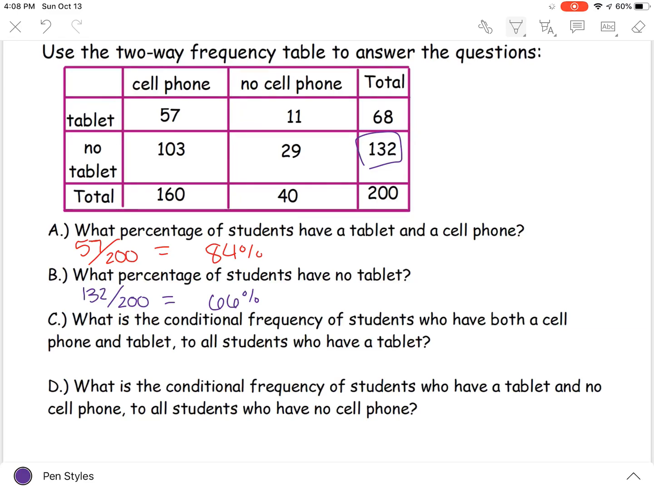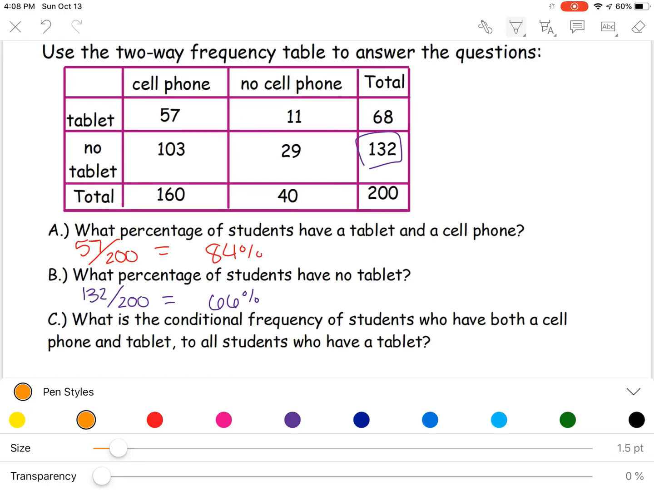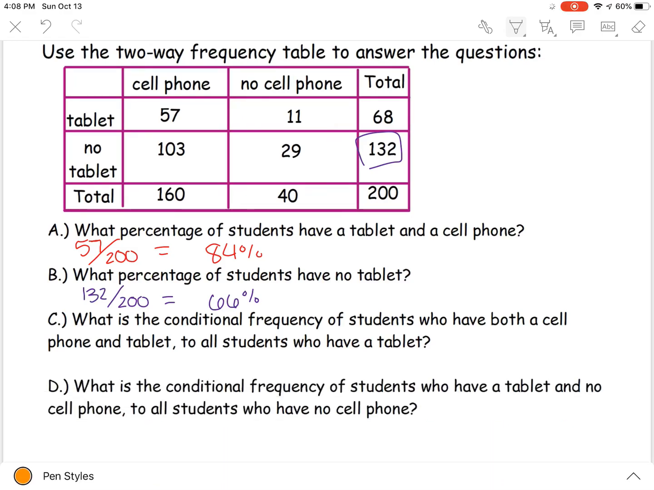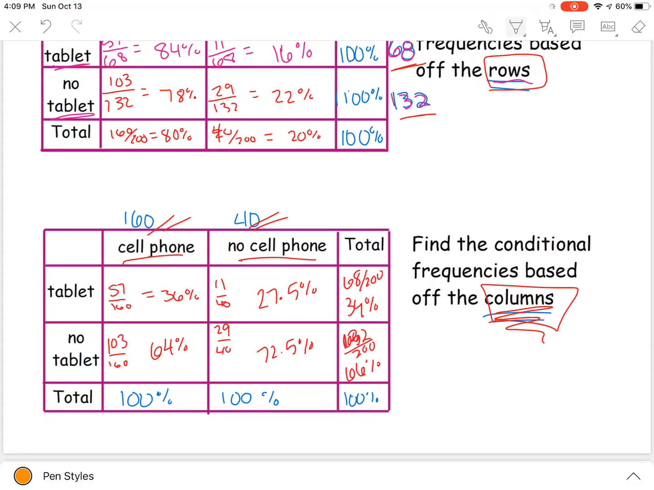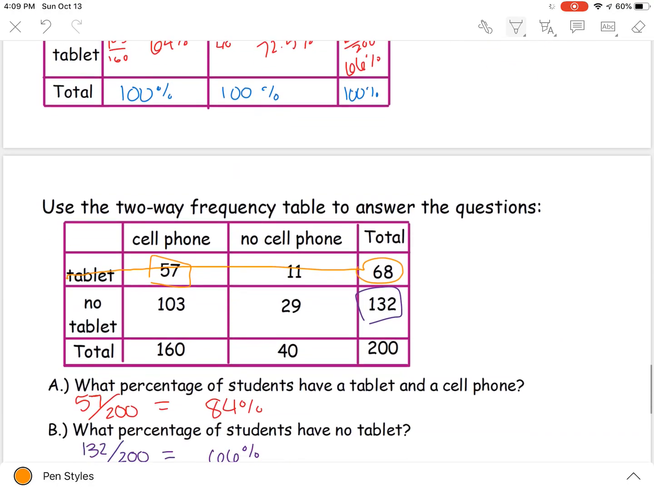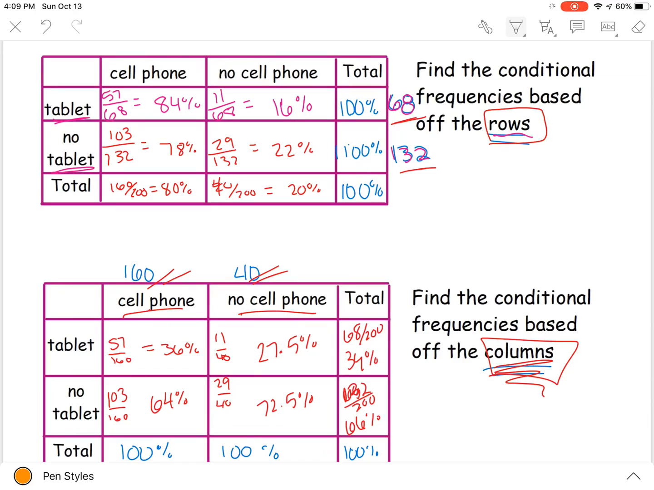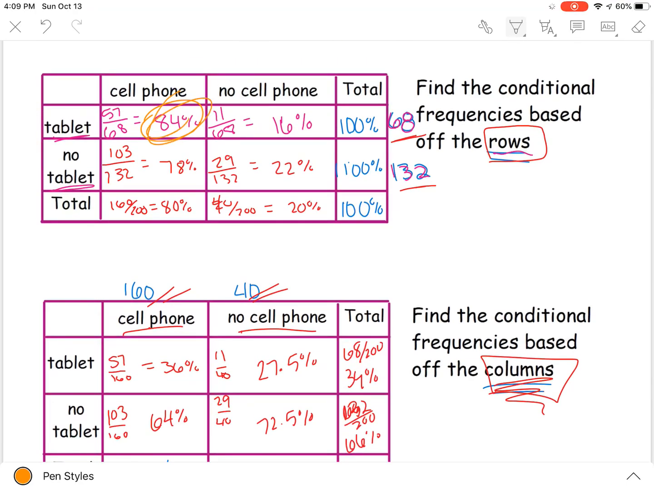Letter C, what is the conditional frequency of students who have both a cell phone and a tablet to all students who have a tablet? So let's see. 57 students have both a cell phone and a tablet. To all students who have a tablet, well, I'm going to find the tablet row, and I have a total of 68. So we're taking 57 divided by 68 is 83.8% of students, or I think when we found that before, we found that 84% of students, right?